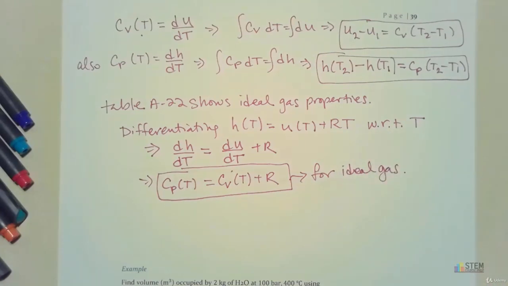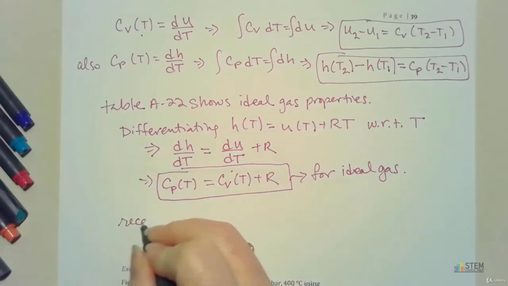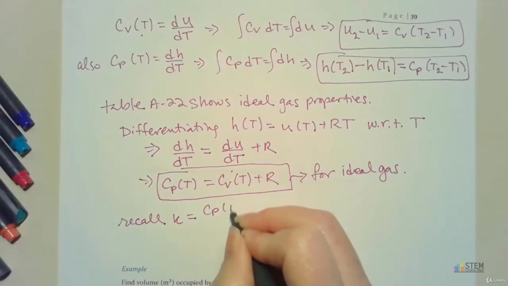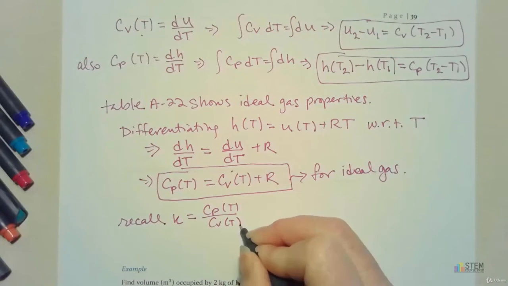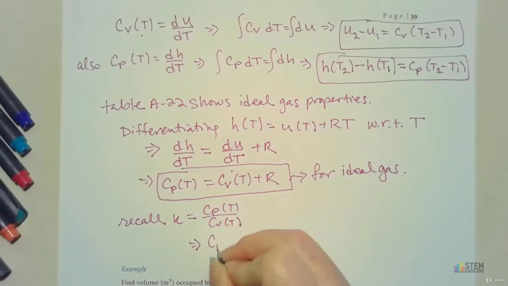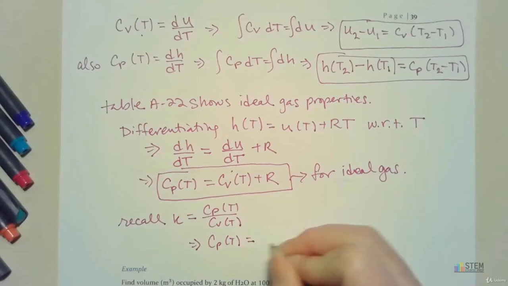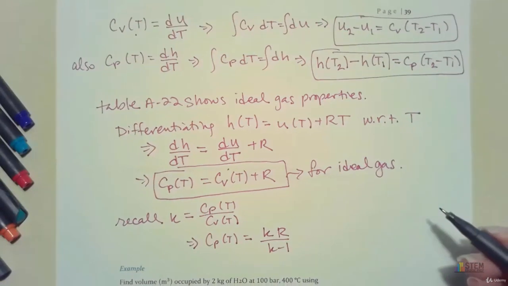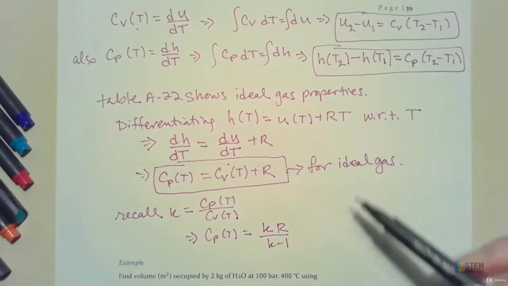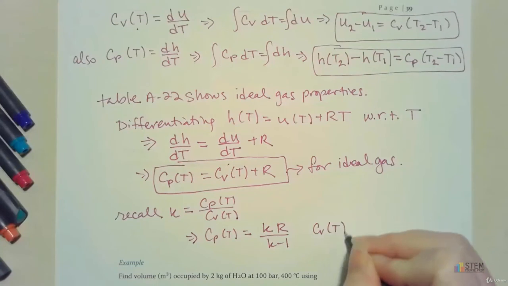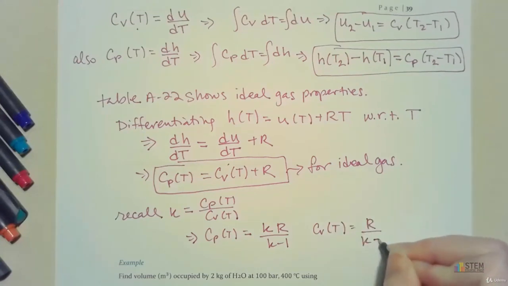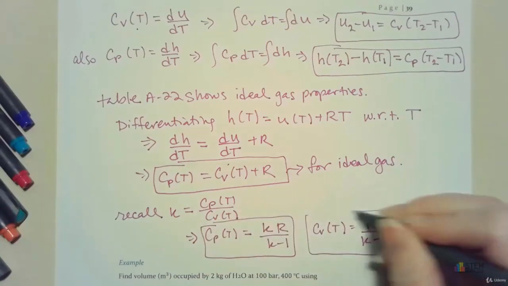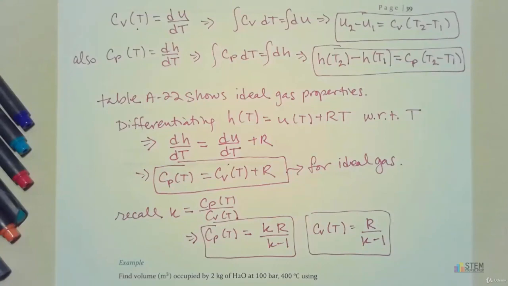Now this is for an ideal gas. And if you remember before, we talked about the ratio k. Remember that was Cp over Cv. Now we can say that Cp of T is going to be equal to k times R over k minus 1. This is if we combine it with this equation up here. And Cv of T is going to be R over k minus 1. These will also be equations you might want to highlight.